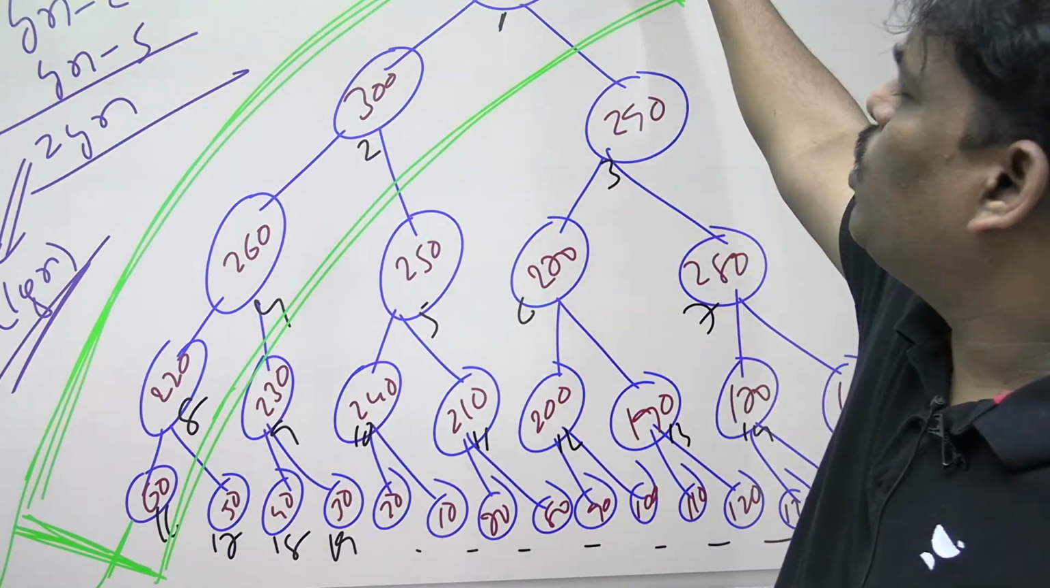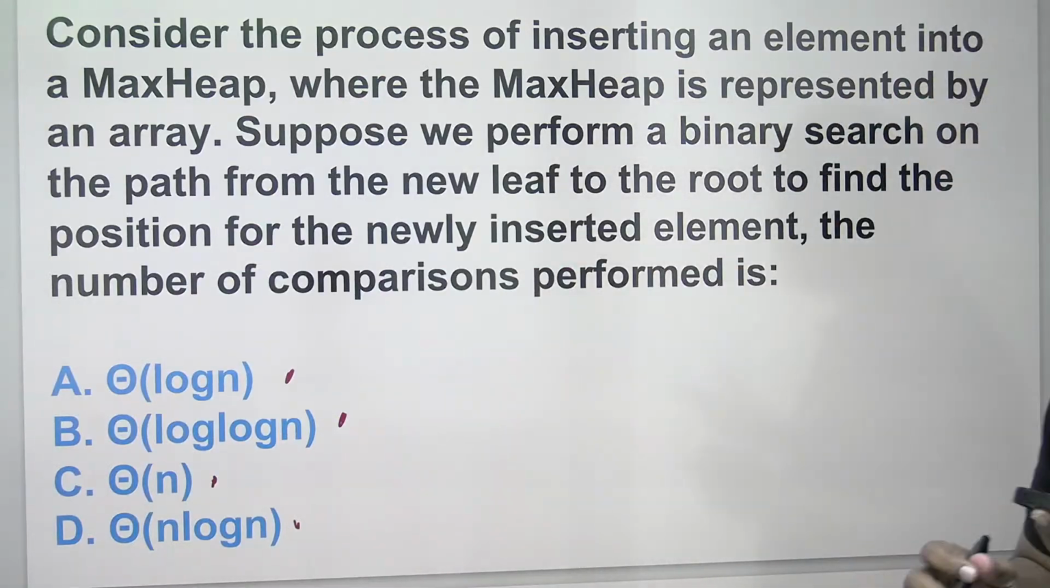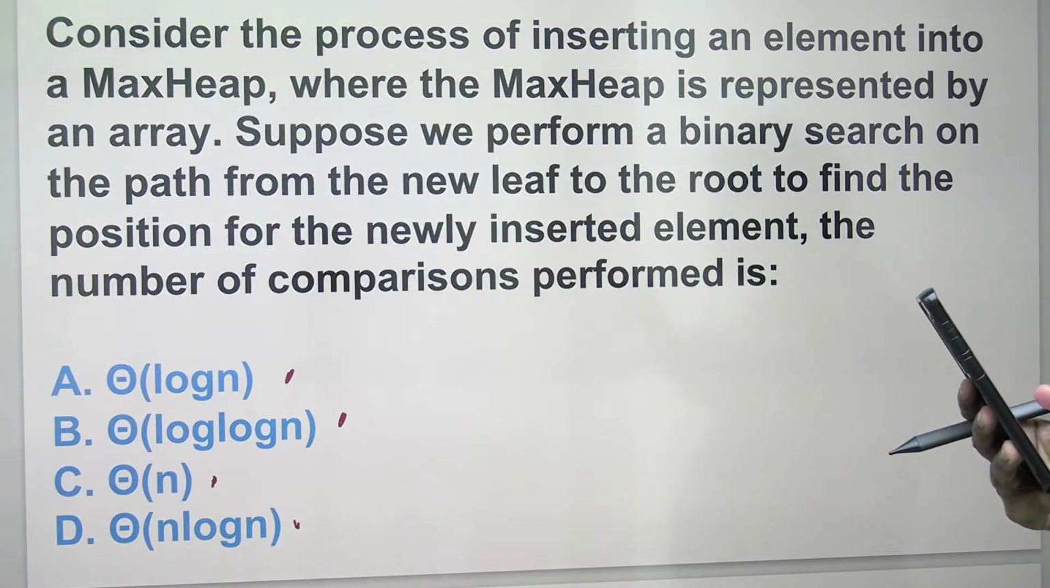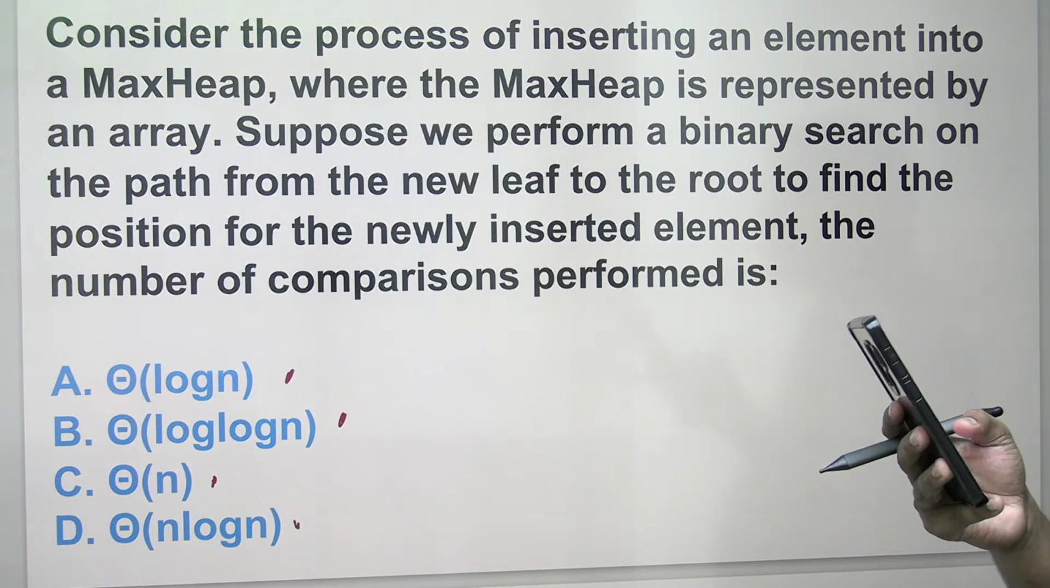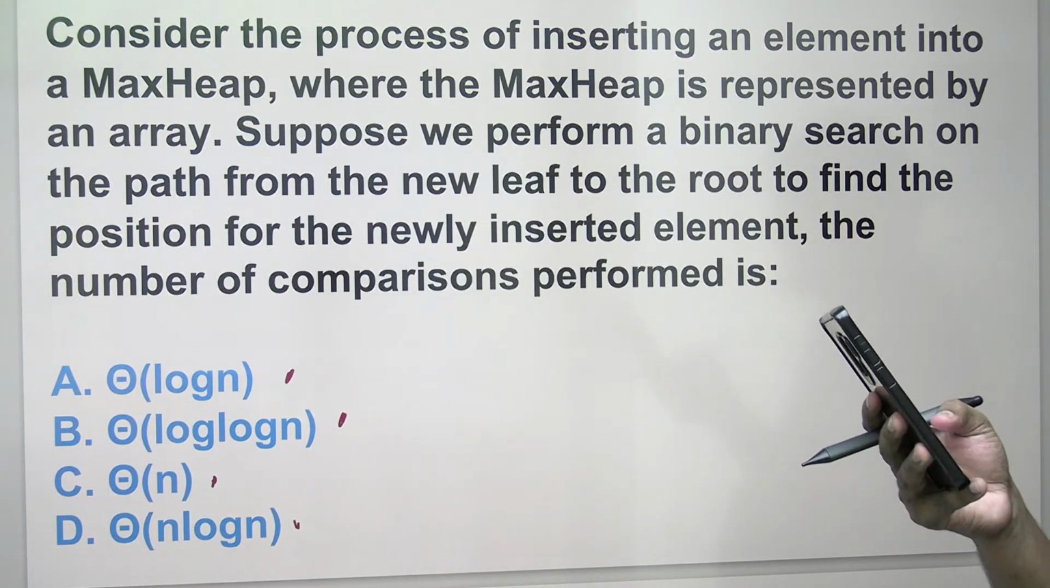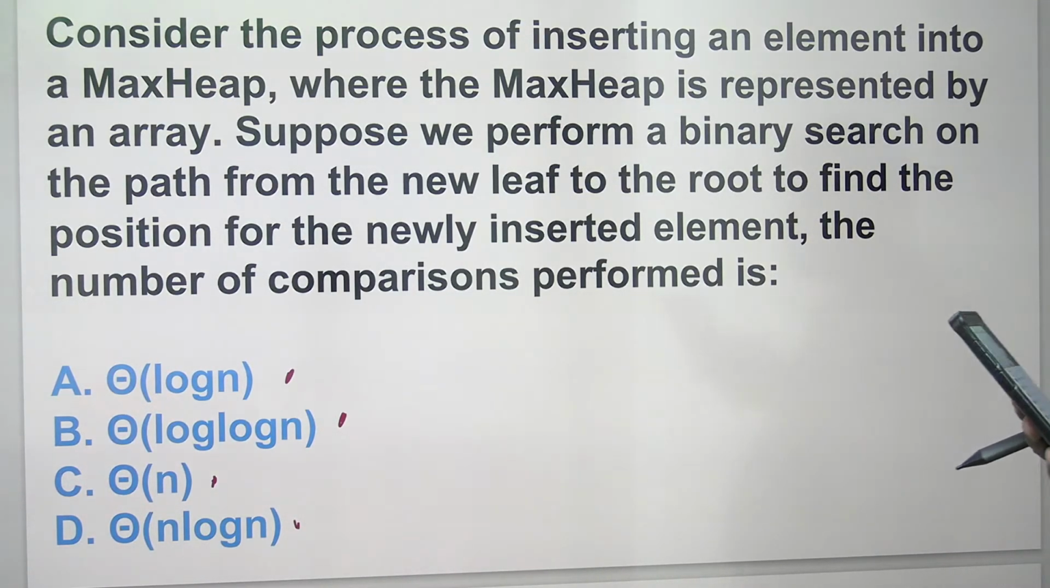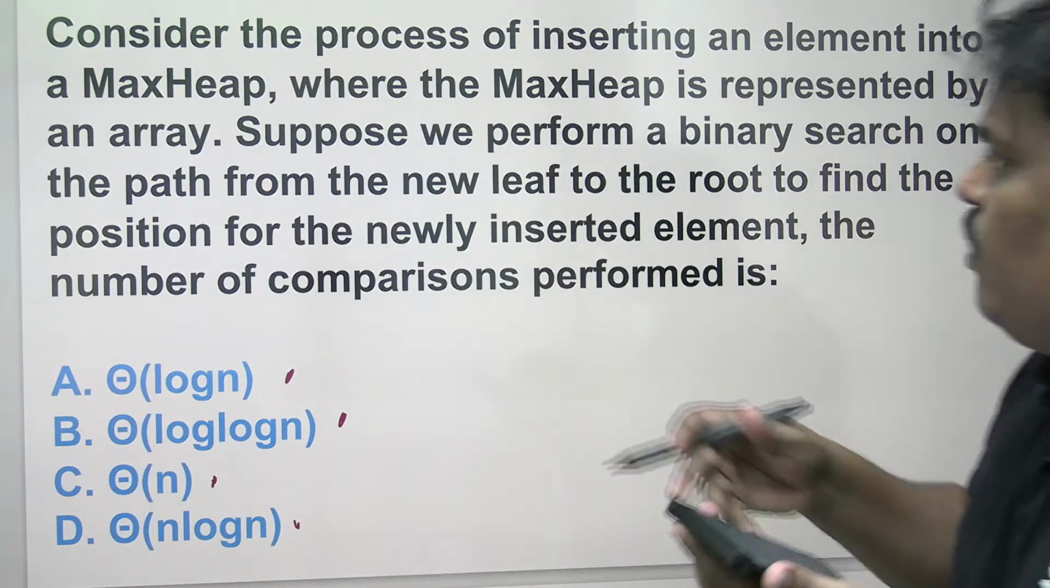Now I will go to the problem. I will read once. Can you see the problem now? Read it. If the path which you are traversing, in that path everyone is sorted, why are you applying linear search? Why don't you apply binary search? The path which you are visiting, see this one, see everyone.